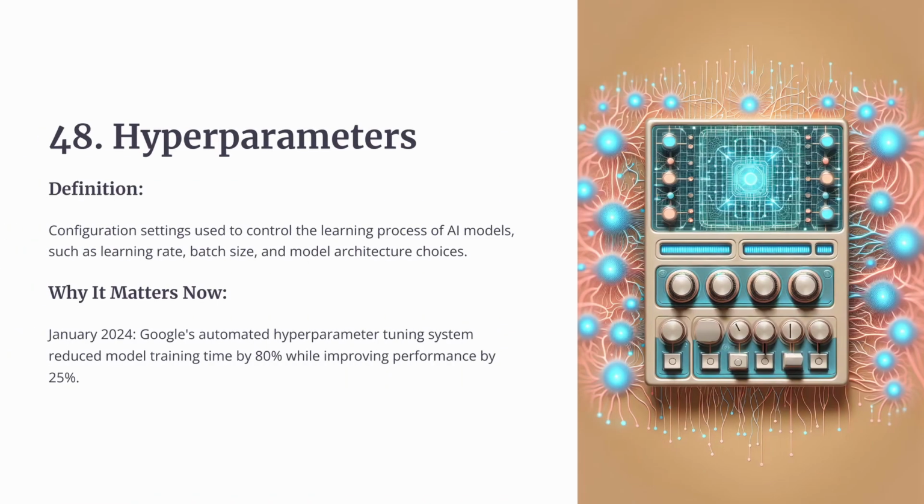Hyperparameters are configuration settings used to control the learning process of AI models, such as learning rate, batch size, and model architecture choices. Think of these as the knobs and dials you adjust when setting up an AI system. Just like a DJ adjusts different controls to get the perfect sound, we adjust hyperparameters to get the best AI performance. Google's automated system is like having an expert DJ who knows exactly which settings will work best.